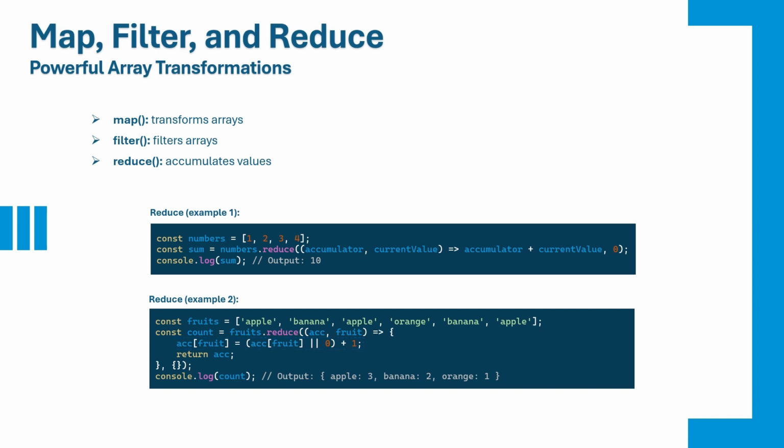In the end, count contains the tally of each fruit. So, reduce is powerful for transforming arrays into single values or even complex structures like objects, especially when you need more control over how data is aggregated.